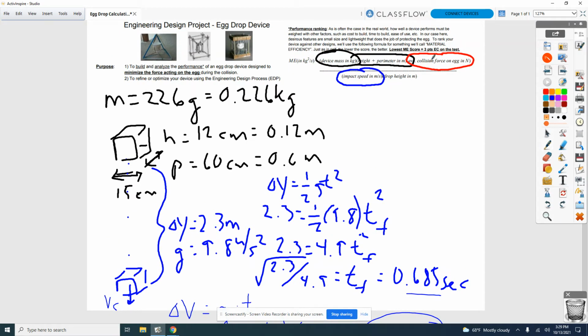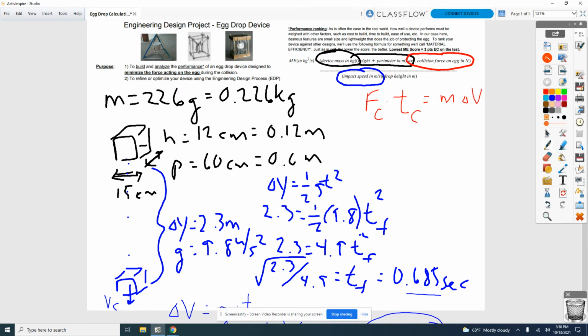Now, in order for me to find the collision force, I'm going to use something that we covered in the second half of this unit, and that was the impulse momentum theorem. So I'm going to switch that over to red. The impulse momentum theorem says force acting through time, that's impulse, is equal to the change in momentum on that object. So let's write that. Force of the collision multiplied by the time of the collision, it's different than the time of the fall, I've got to be careful with that, is equal to m delta v.